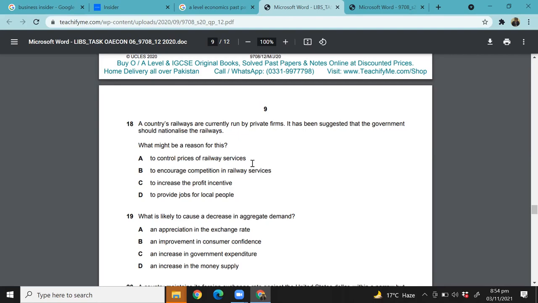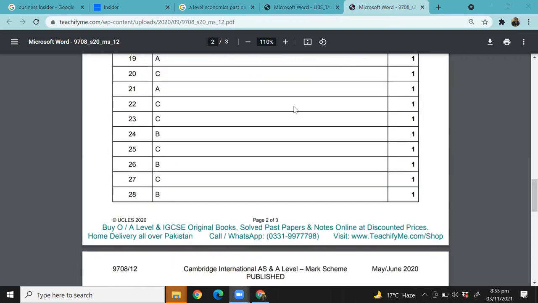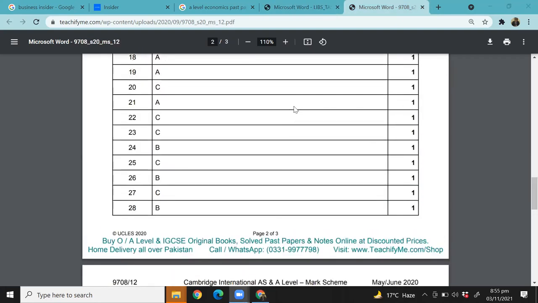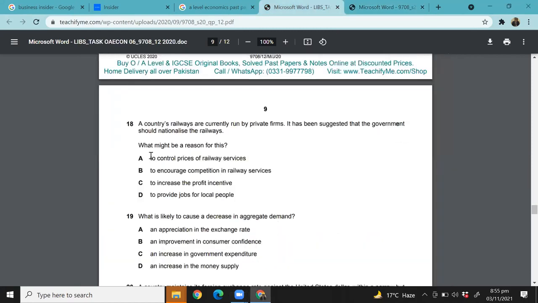But then I checked with the marking scheme and that was A, right? And A also makes sense, right? So let me check. I think I did it correctly. 18 is A. 18 is A, right? So the reasoning is that in this way, the government, as Elsa said, will be more capable of controlling prices. Prices can be more easily controlled, right?